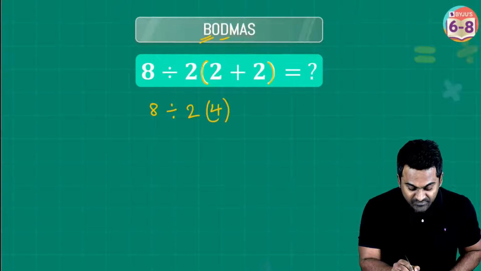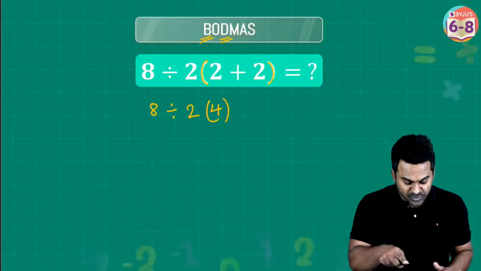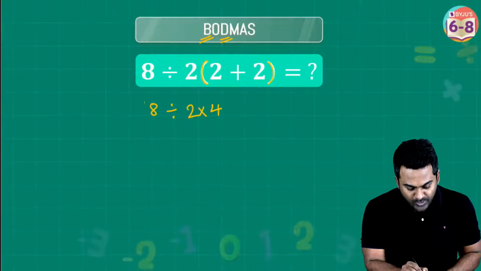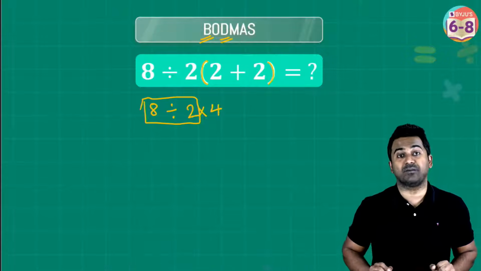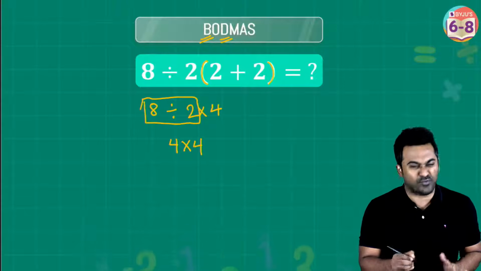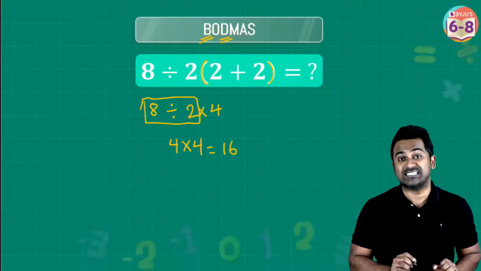Now what do I pick up? Division, right? Because I'm done with brackets and now the thing left is division. So this becomes 2 multiplied with 4, right? So what do I do now? I pick this up. 8 divided by 2 is how much? 8 divided by 2 is 4, and 4 multiplied with 4, since this is quite the last operation left out, is equal to 16.